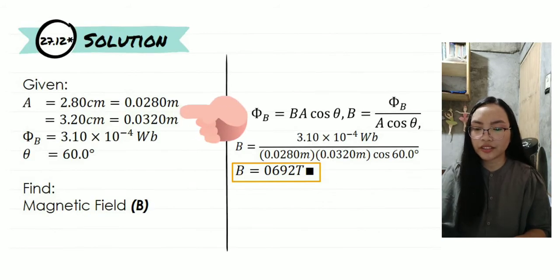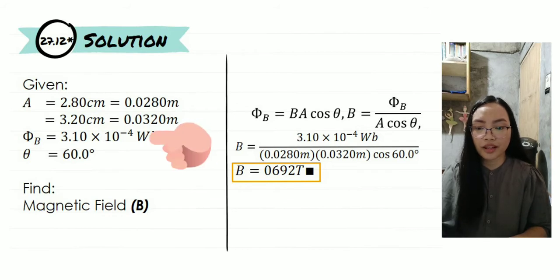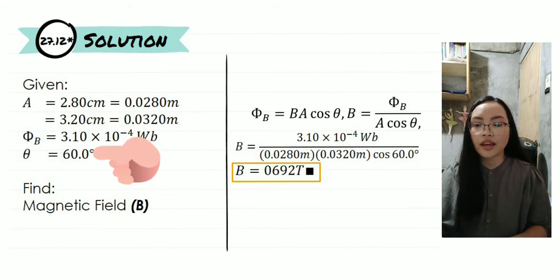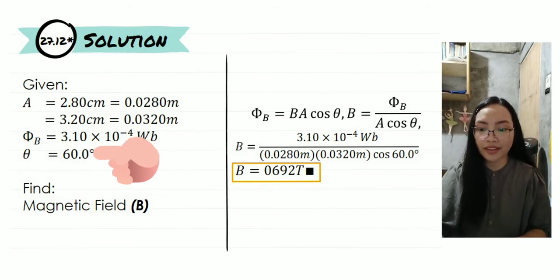Given the dimensions of the area, which are equal to 2.80 centimeters and 3.20 centimeters. These will then be converted into meters, and therefore we will have 0.0280 meters and 0.0320 meters. We also have the magnetic flux, which is equal to 3.10 times 10 to the negative 4 Weber, and the angle. In this part, we are actually asked to find a complementary angle of 30 degrees, and that is equal to 60 degrees.